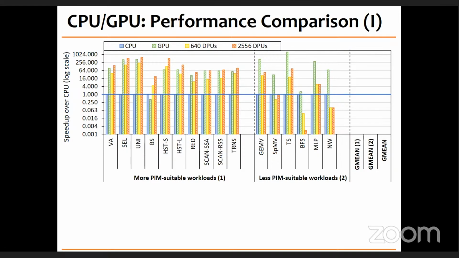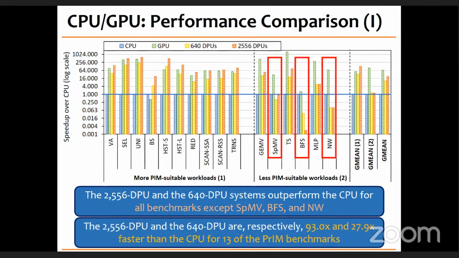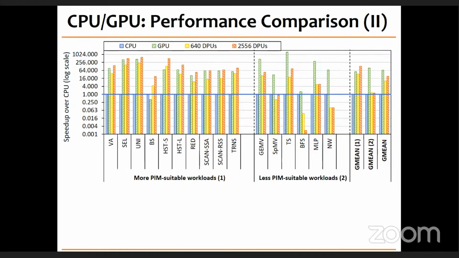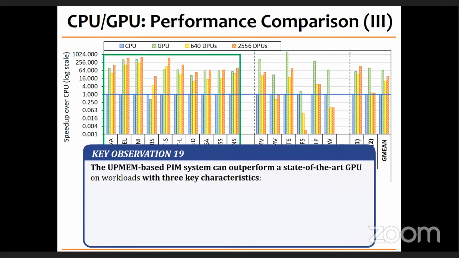Essentially here, the distinction is that in one case, we are faster than GPU, in the other case, we are slower, but it's because of a reason, and you're going to see what are the key characteristics here. Well, you have some performance numbers that are interesting for sure, but I want to go to the key observation. And the key observation is that the UPMEM-based PIM system can outperform the state-of-the-art GPU that we use in our analysis when the workloads have 3 key characteristics.